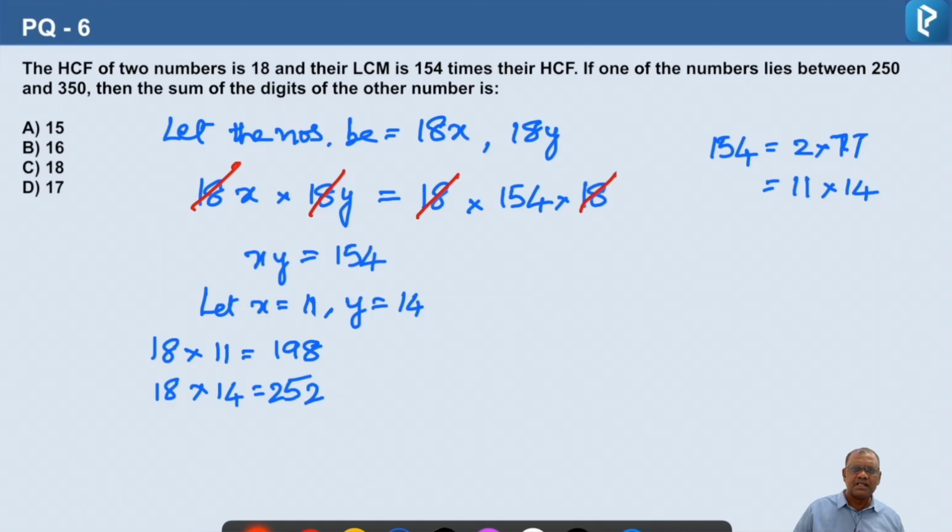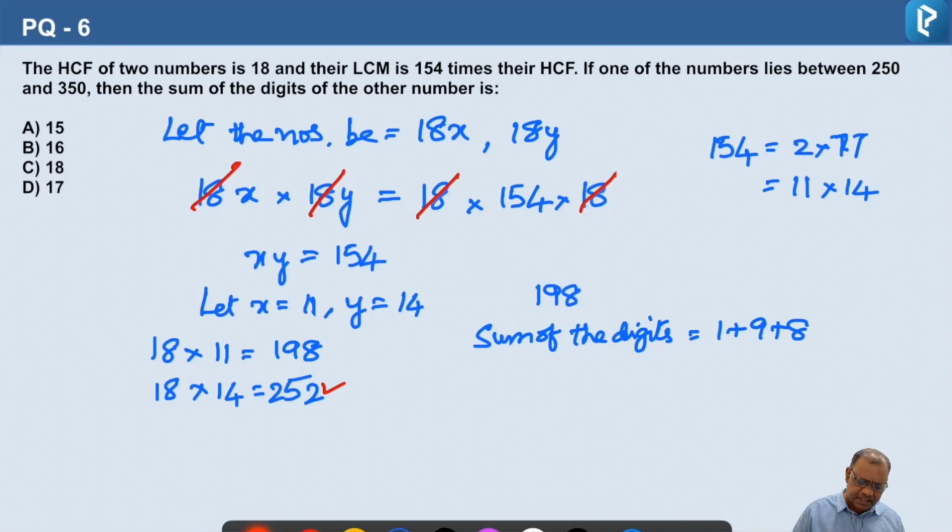So one of the numbers is between 250 and 350, so according to the question, we got one number. So what is the other number? 198 is the other number. The question asks for the sum of the digits of this number. The sum of the digits of 198 is 1 plus 9 plus 8, that is 18. 18 is the sum of the digits. The correct answer is option C.